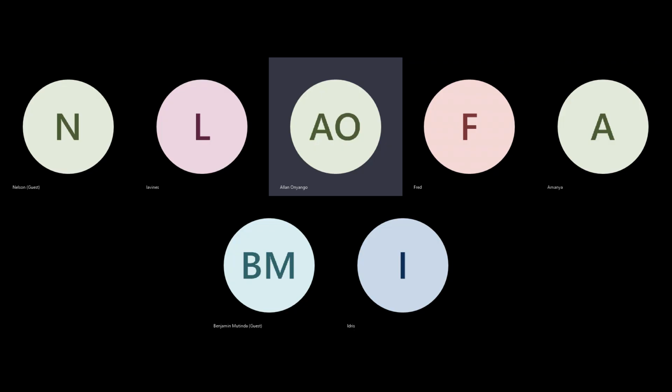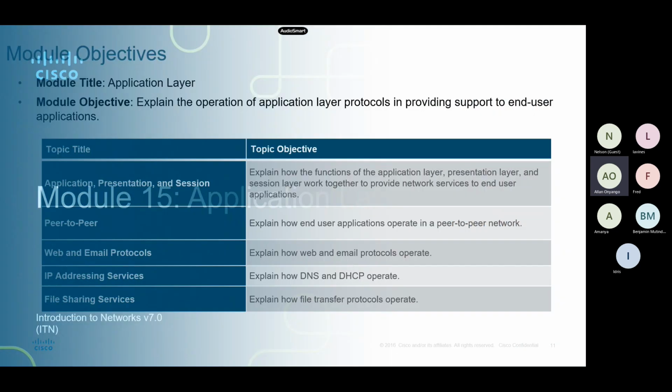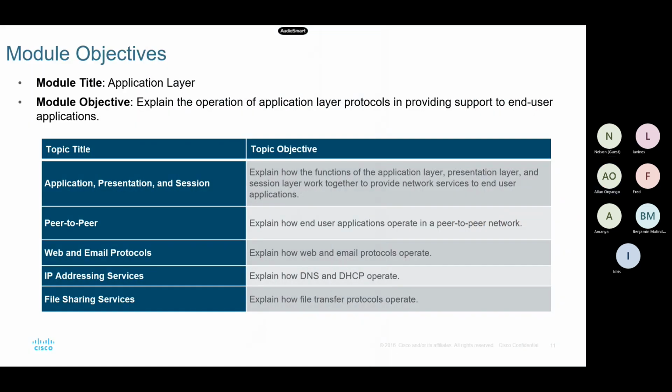For the application layer, we are just going to summarize the applications that we have been talking about before. In OSI, this is the 7th layer. But in TCP/IP, which was implemented in the internet, this is actually a combination of application, presentation, and session. That's how we are going to talk about the 3 of them right here. We are going to explain the operations of application layer protocols and providing support to end users.